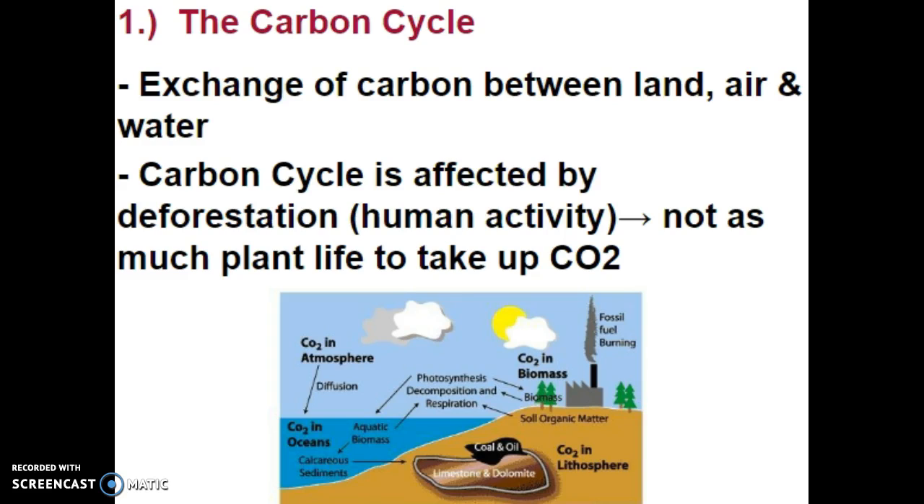The carbon cycle is a main concern for global climate change. This is the exchange of carbon between land, air, and water environments. We have carbon exchanging in photosynthesis and respiration, as well as decomposition, since we are all carbon-based life forms. The carbon cycle is affected by human activities, mostly due to fossil fuel burning and deforestation. If there is not as much plant life to take up that carbon dioxide, it will remain in our atmosphere.